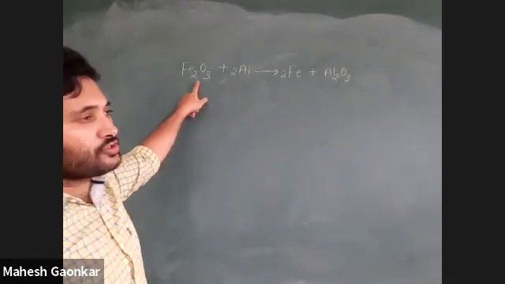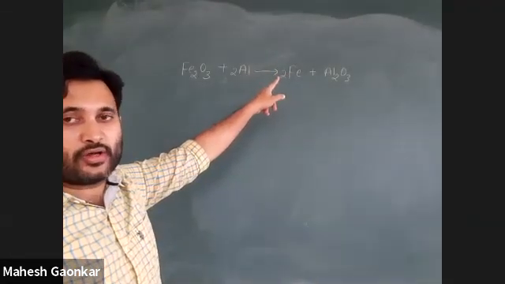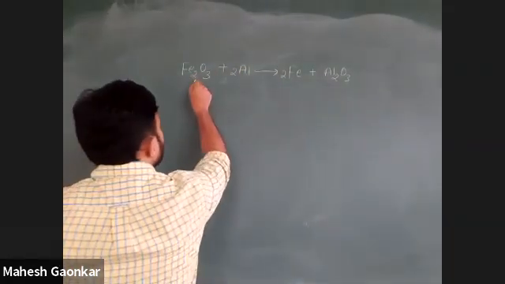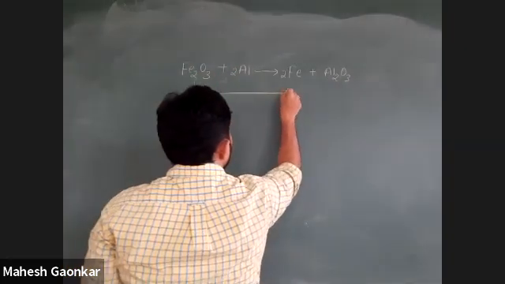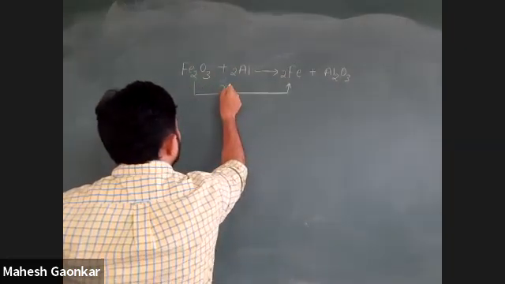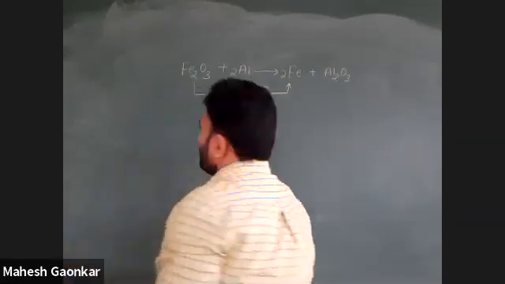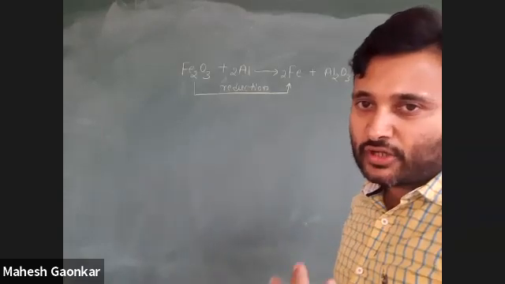Fe2O3 has lost an oxygen atom, therefore it is undergoing reduction. Aluminium has gained an oxygen atom, therefore aluminium is undergoing oxidation.